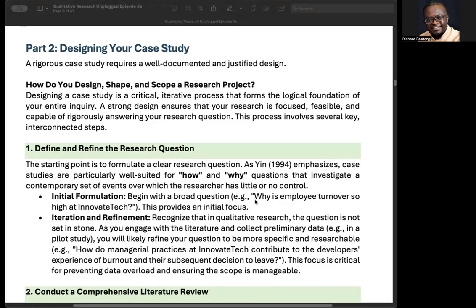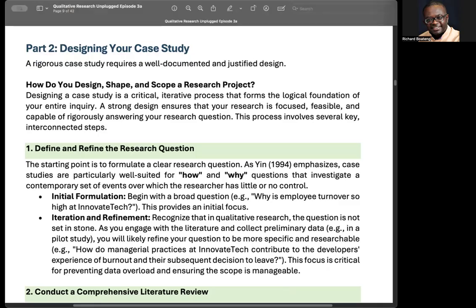That's a fine starting point. But it probably needs tightening up. Almost certainly. In qualitative research, especially case studies, your questions often evolve. As you dive into the literature, maybe talk to a few people or do a small pilot study, you'll start to refine it. It needs to become more specific and, importantly, researchable.